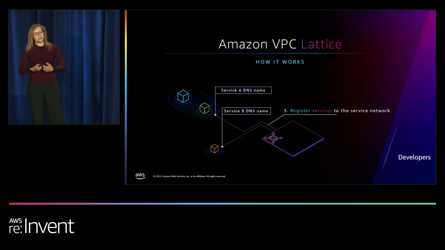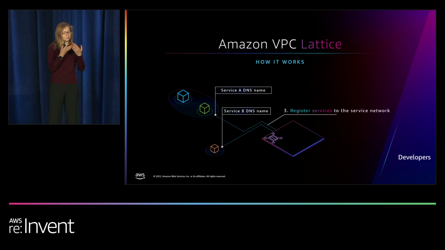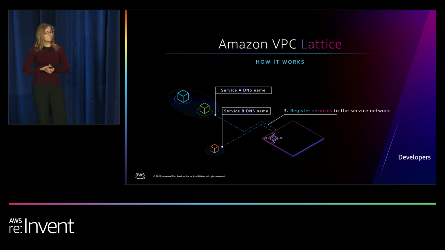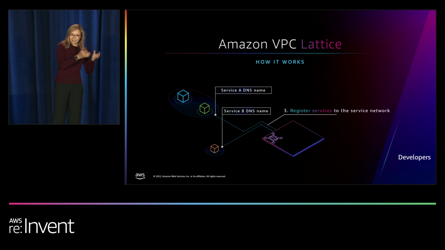Every service, when we register it to the service network, gets a DNS name, which gets resolved by consumers in the VPC to a 169.254 IP address. And here is a very important thing. Given the fact that a consumer gets a 169.254 IP address for its service, this means that Amazon VPC Lattice is completely not interfering with existing connectivity.